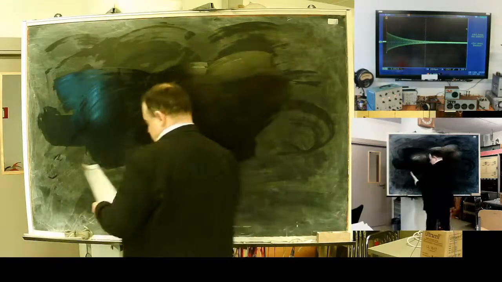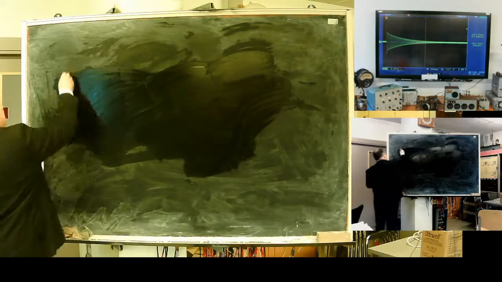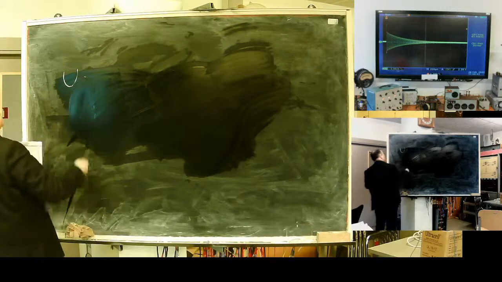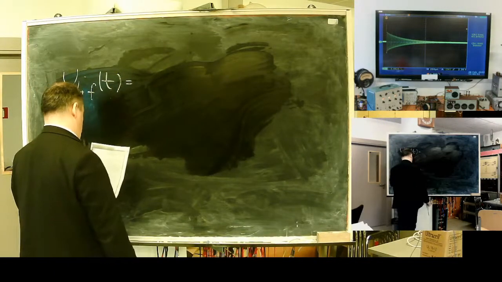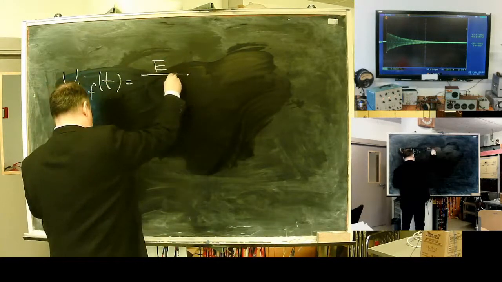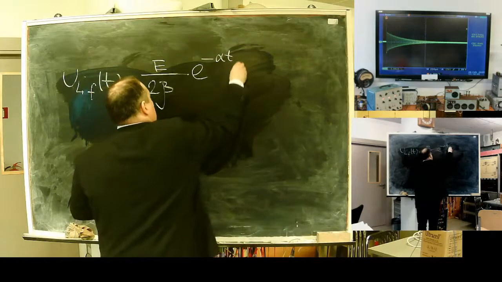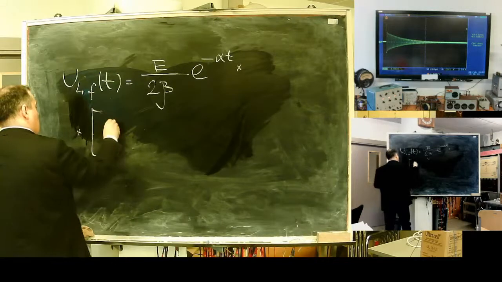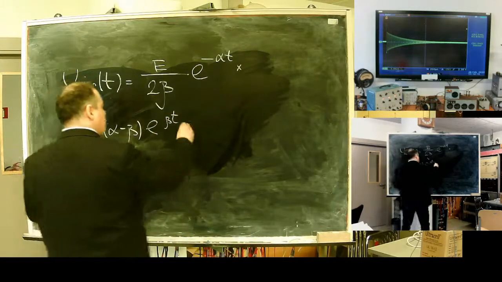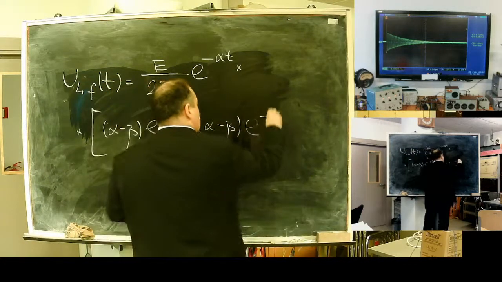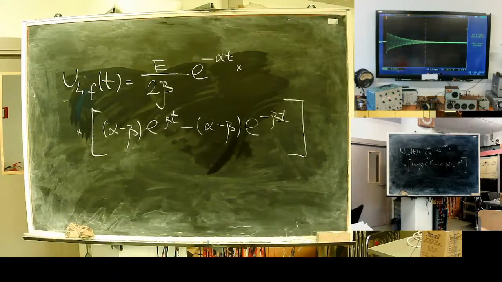The free component of the coil voltage will be E divided by double beta, e to the power minus alpha t, multiplied by alpha is beta e to the power beta t minus alpha is beta e to the power minus beta t. This is the free component of the coil voltage.